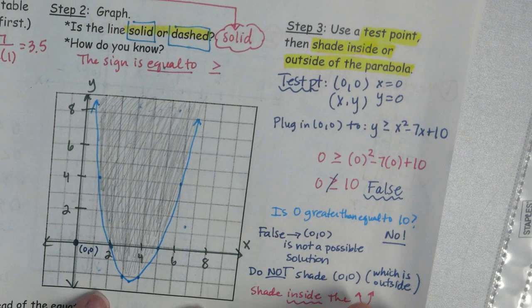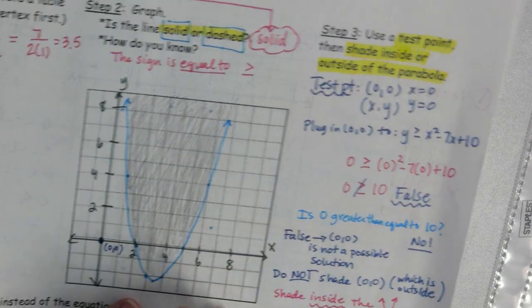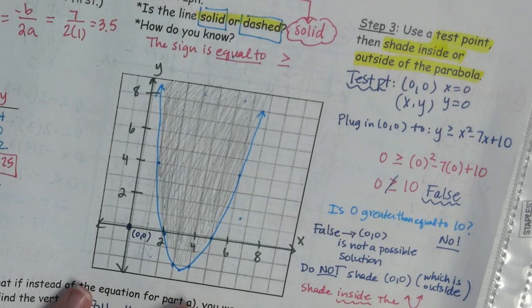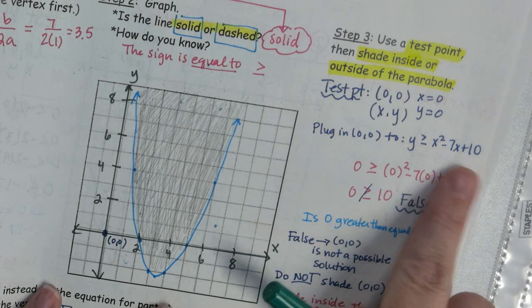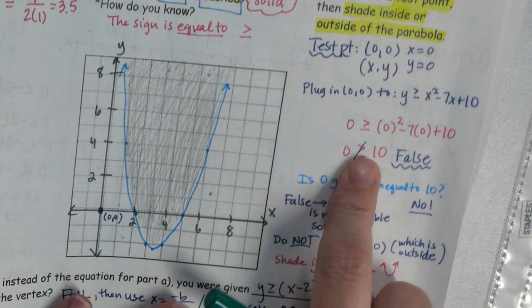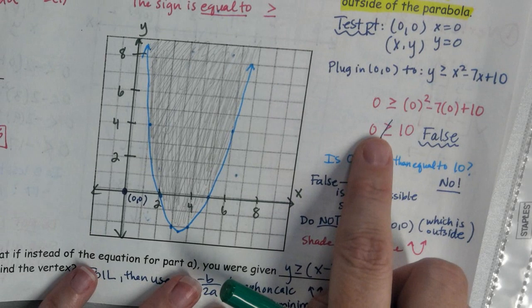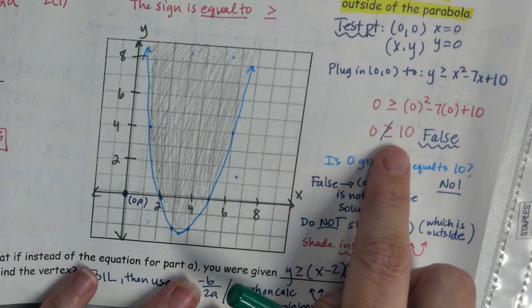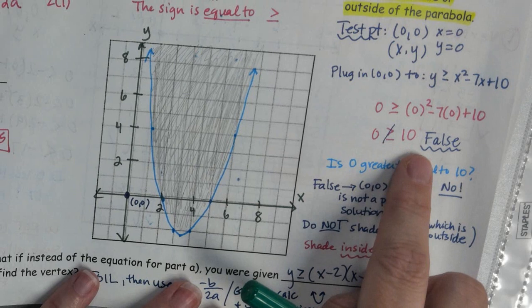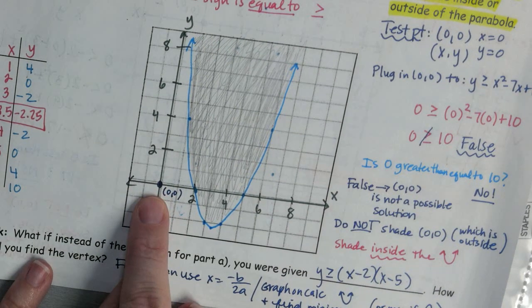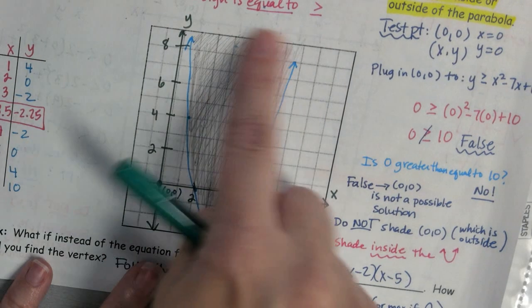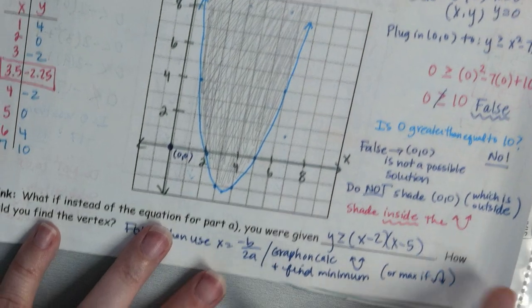And then the other new thing is our test point. So the most common test point that we use is what? 0, 0. We don't have to use 0, 0. It's just one of the simplest ones to plug in. Okay, so that's why we're using 0, 0. Once you plug in 0 for x and 0 for y, you just have to analyze the statement. You just ask yourself, is 0 greater than or equal to 10? If the answer is no, put a slash, it's false. Okay, so if it's false, if 0, 0 is on the outside, you have to shade the other part. So we would shade inside for that.